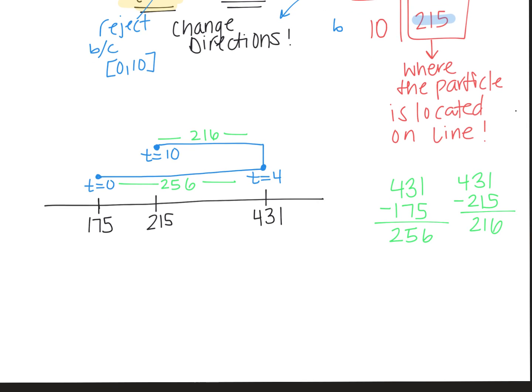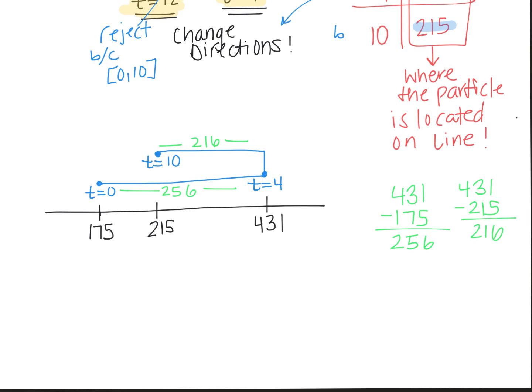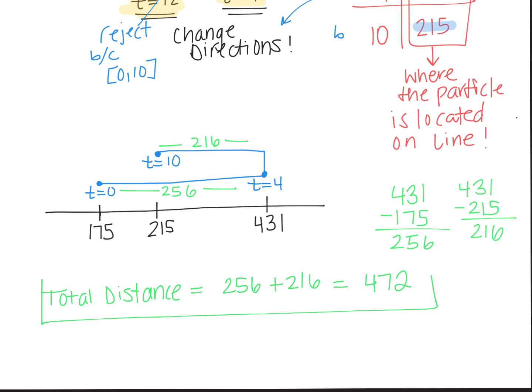And if I want to find the total distance that this particle traveled, all I need to do is add up those values. So total distance is simply going to be 256 plus 216. And that gives us 472. So this is my total distance traveled.